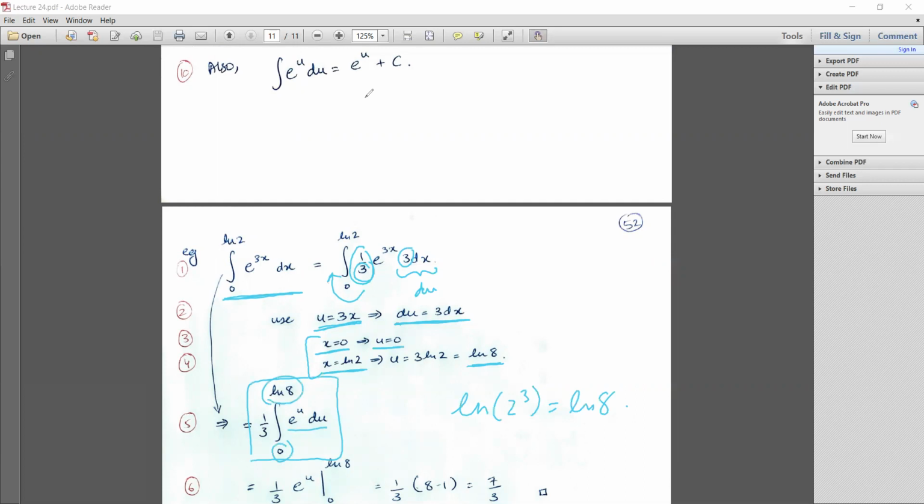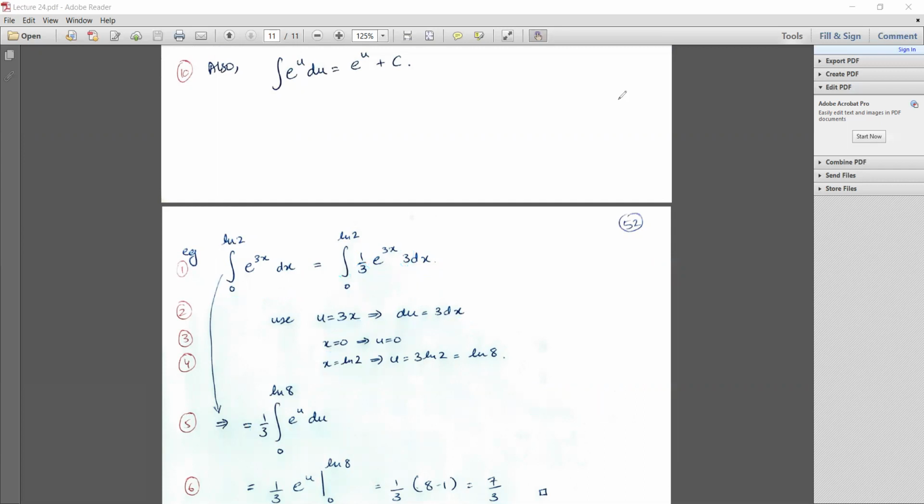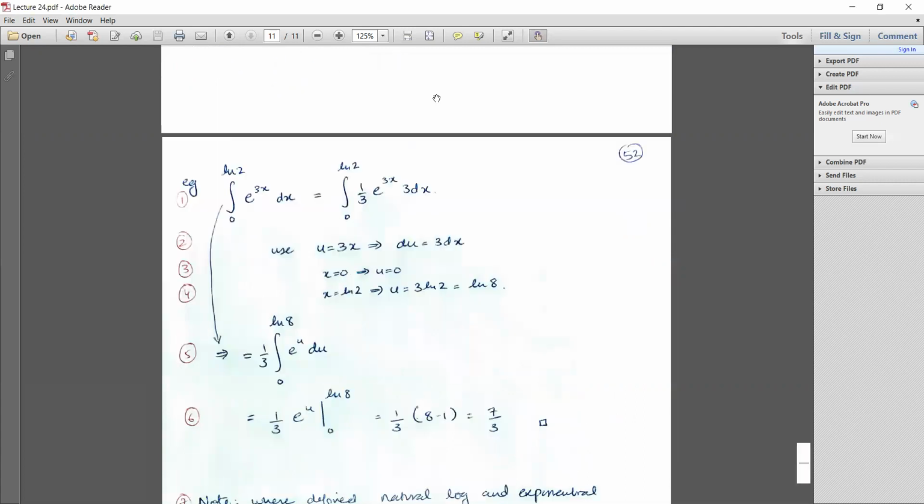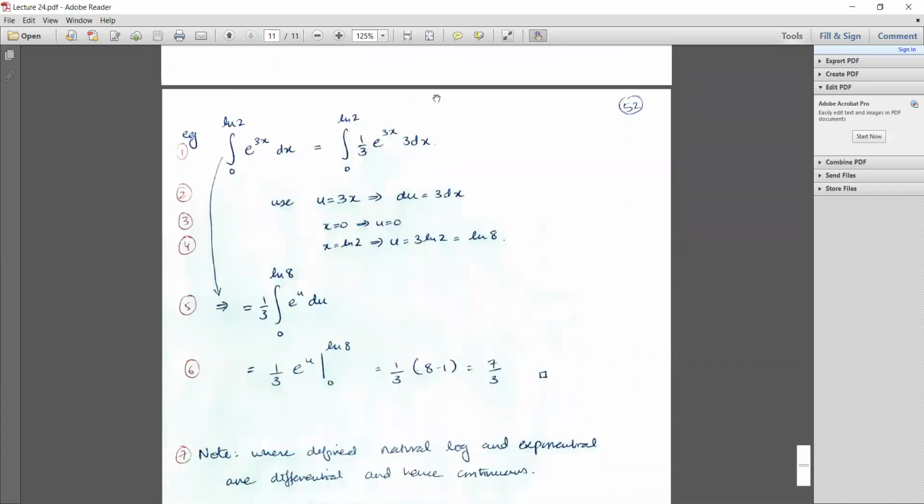8. Right? And what's the integral of e to the u du? That's just e to the u again, right? And so remember, you still have to apply the limits of integration, so don't forget to keep track of them here. From 0 to ln 8, so it becomes 1/3 times e to the power ln 8 minus e to the power 0.